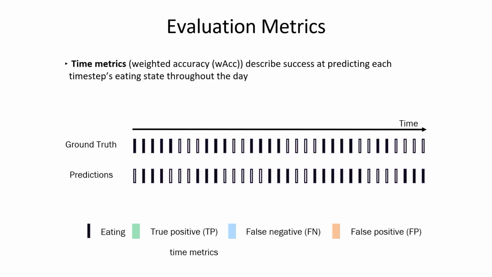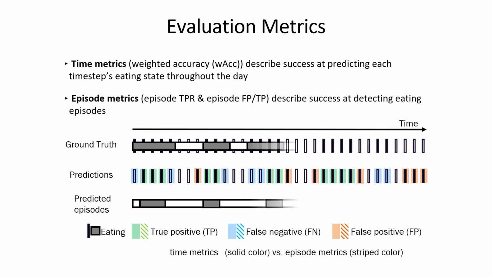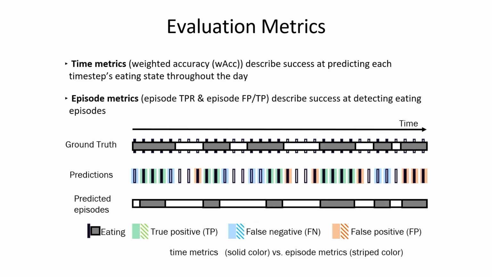To evaluate our model performance, we use 2 metrics: one is time step based, one is episode based. For the time step based metric, this animation shows an example of how we classify true positives, false negatives, and false positives at each time step. This animation shows how we also classify the predicted episodes.